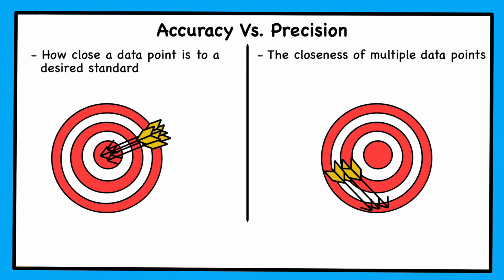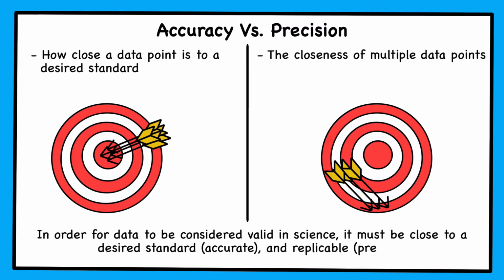So what does this have to do with chemistry and other science classes? Well, in order for data to be considered valid in science, it must be close to a desired standard and it must be replicable. In other words, we must not only be accurate, but we also must be precise. If the pharmaceutical industry was not accurate in their dosages or precise, then they could be facing a never-ending supply of lawsuits of drug overdosage and ineffective medication. Now that we know the differences between precision and accuracy, let's talk about how science presents data.